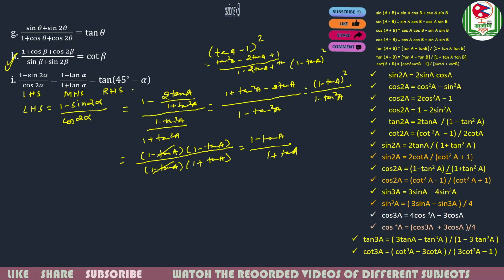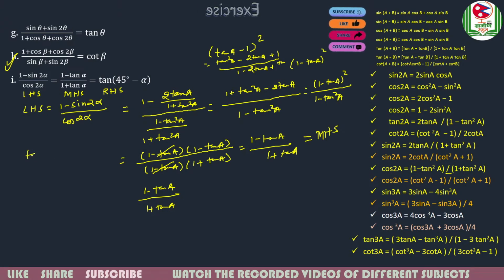Here it is written tan(45 minus A). You know that. So it is MHS, the middle hand side is proved. Now from this middle hand side, that is (1 minus tan A) upon (1 plus tan A), we have to prove that it is tan(45 minus A).